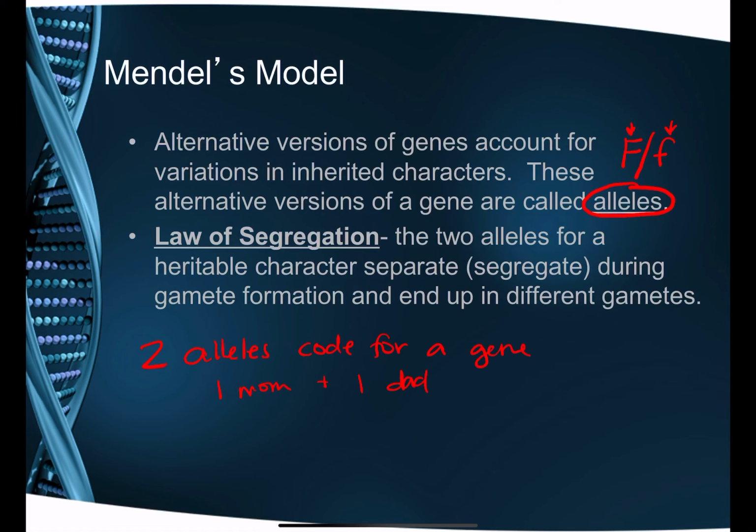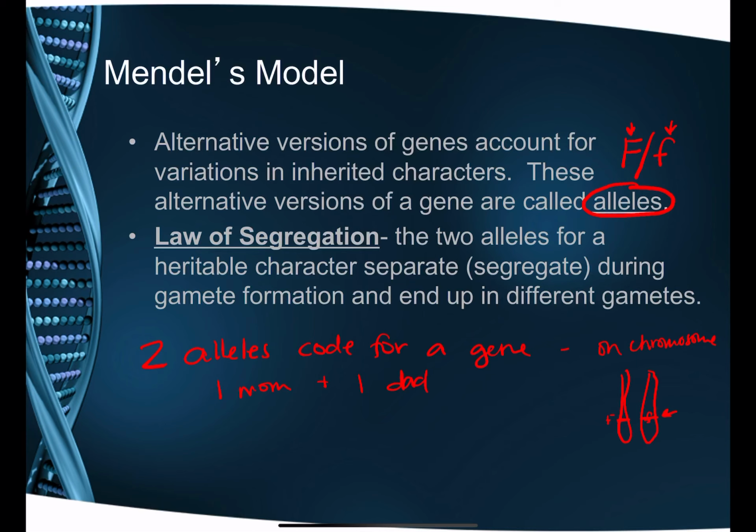Alleles exist on the chromosome, okay? And remember how you have two copies of each chromosome? So if the gene for flower color, let's say, is right here, then maybe this one's got a big F and maybe this one's got a little F. And that's what that is. Alleles are different versions of a gene. And that's a really important concept.